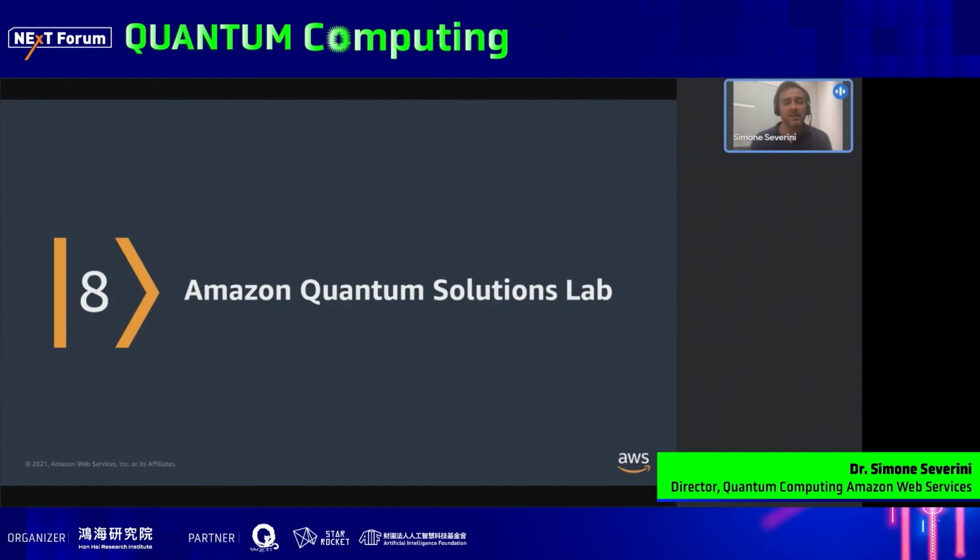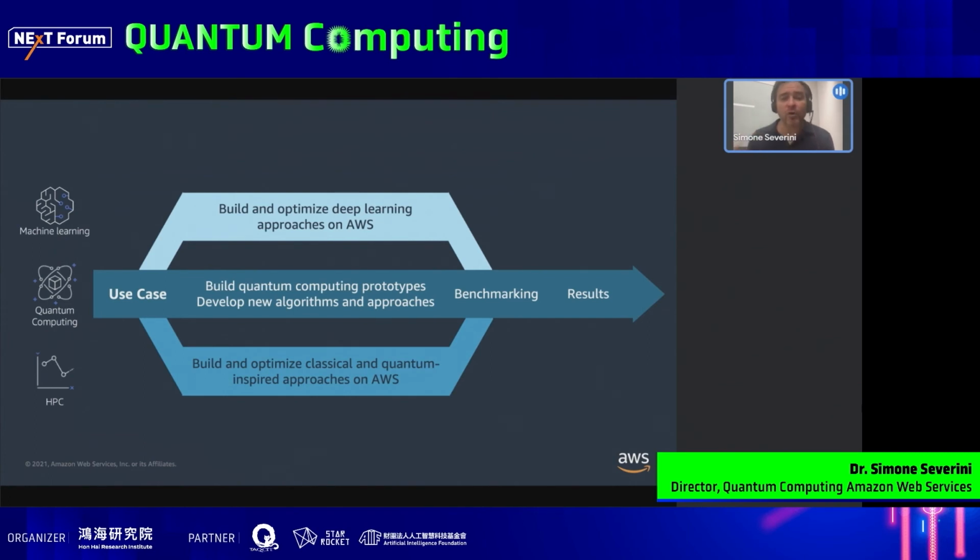My next point is number 8, Amazon Quantum Solutions Lab. I mentioned the Amazon Quantum Solutions Lab at the beginning of my presentation. What does the Quantum Solutions Lab do? We run collaborative research programs using expertise in quantum computing, machine learning, and high-performance computing. These programs help customers research and identify the most promising applications of quantum computing for their business, and get ready for when quantum computers will impact their business.